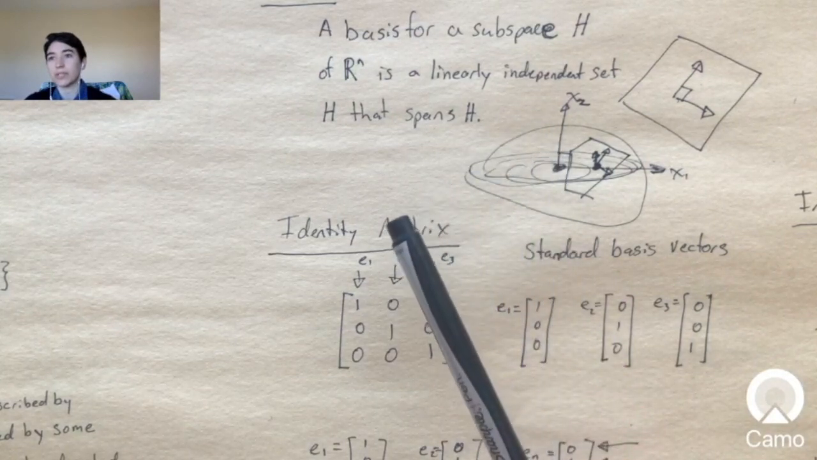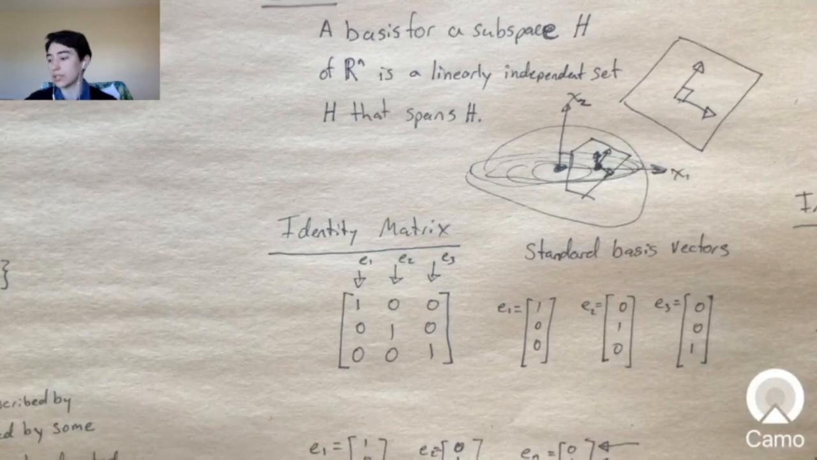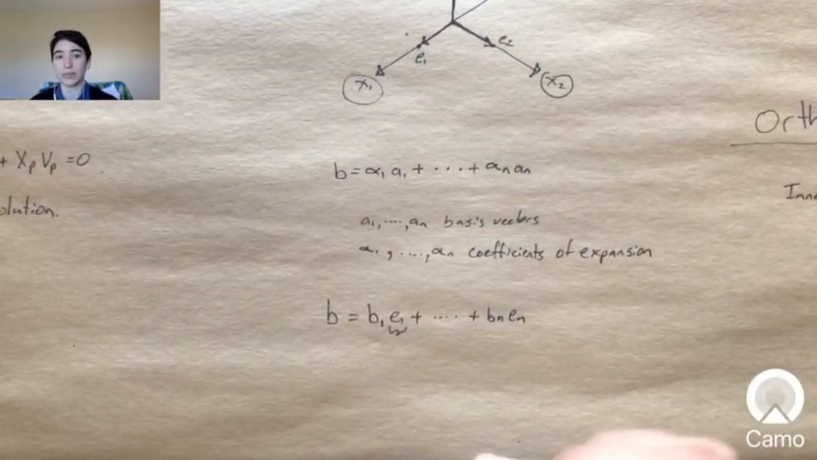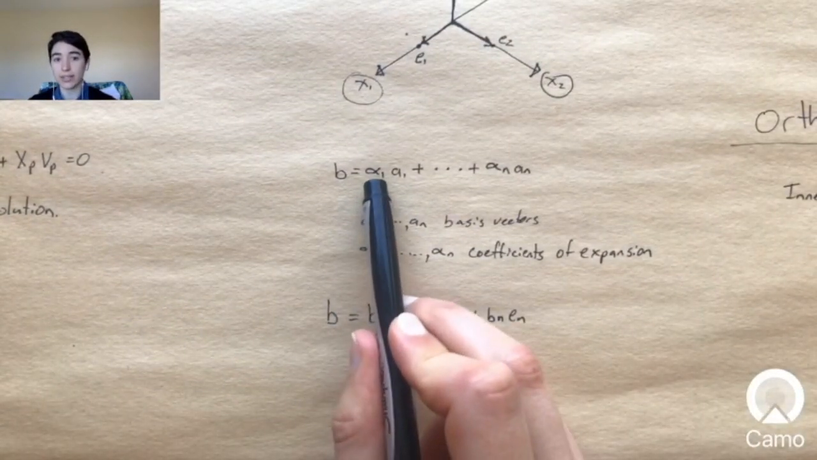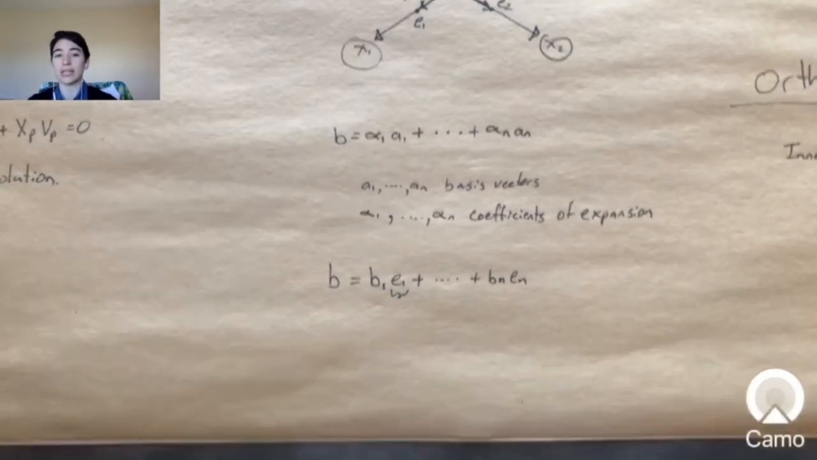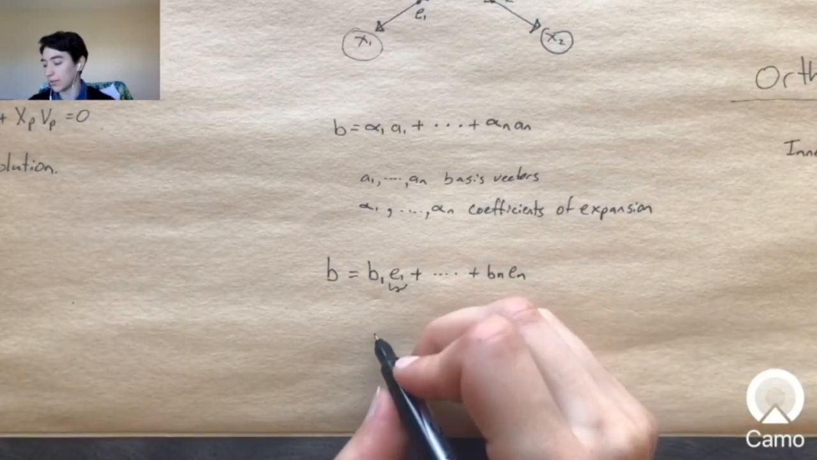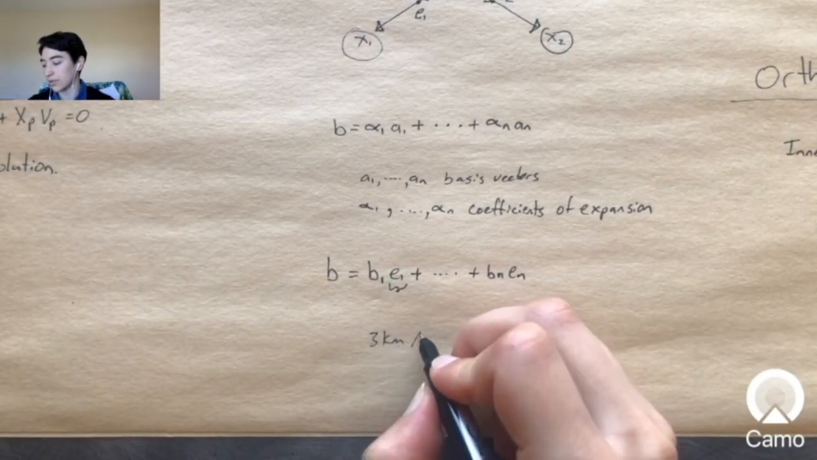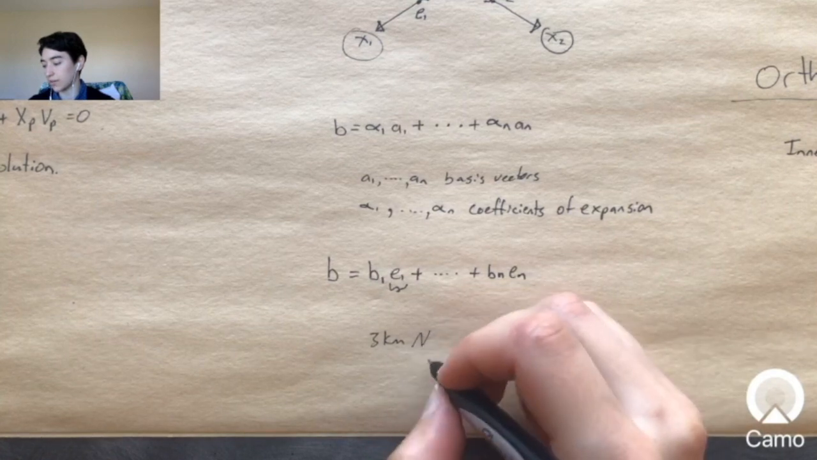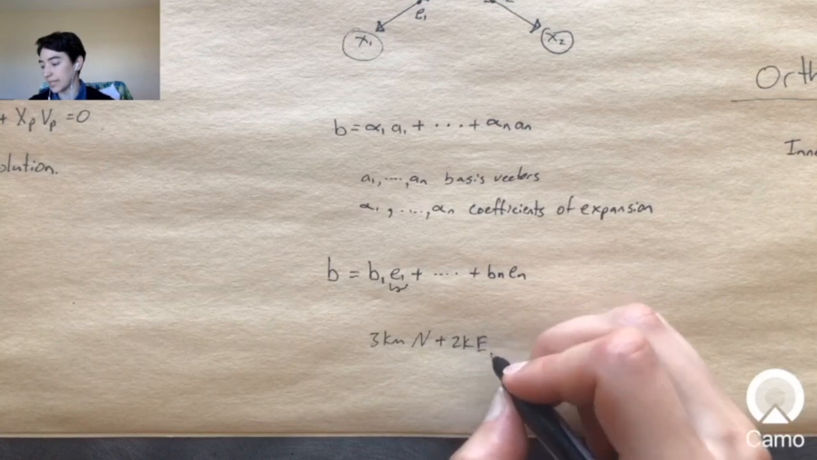Instead, what we would do is we would say, I'm going to scale the combination. So here, I am going to scale the combination of my basis vectors by a certain amount. So in this case, with north and east, what we would say is, I'm going to go 3 kilometers north. This is my vector north, plus 2 kilometers east.